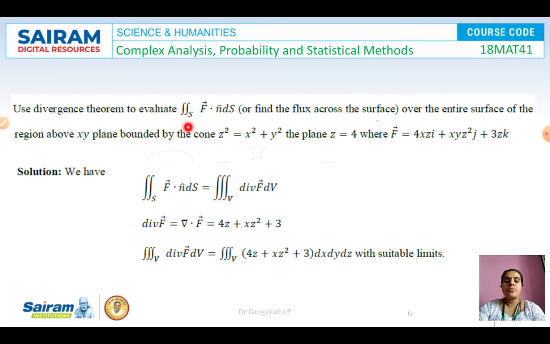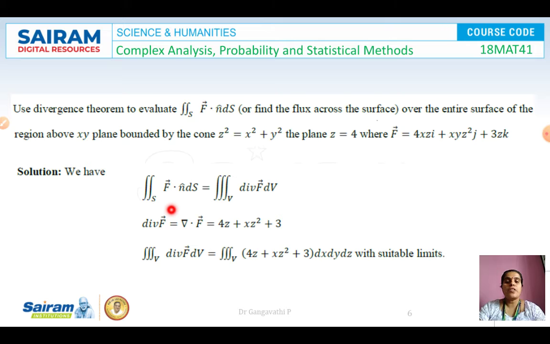Use the divergence theorem to evaluate the double integral over S of vector f dot n cap into dS over the entire surface of the region above the xy plane bounded by the cone z square equals x square plus y square and the plane z equals 4, where f is equal to 4xz i plus xyz square j plus 3z k cap. So the question can be asked like this, or as: find the flux across the surface. In other words, it is going to be the flux across the surface.